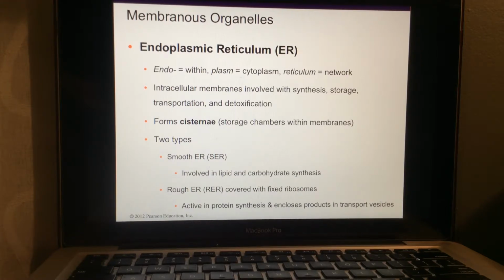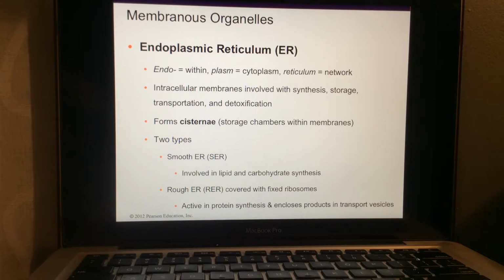I think if you break this word down, it can sound very foreign if you've never heard it before, but endo means within, plasm means the cytoplasm, so it's within the cytoplasm, and it's a network of intracellular membranes involved with the synthesis, storage, transportation, and detoxification. They form the storage chamber within membranes, and there are two types, smooth and rough.